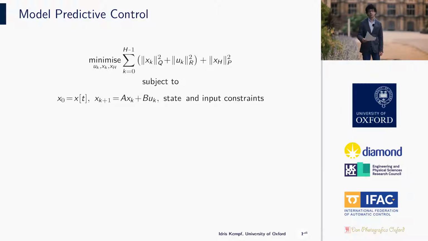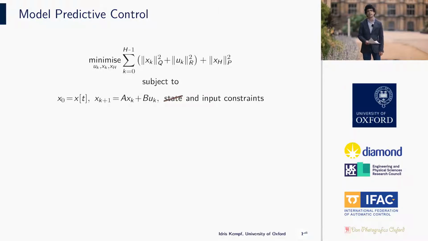The problem is subject to constraints, and the system dynamics are governed by the controllable pair A and B. At each time, the MPC problem is initialized with an initial condition x of t. Once a solution to this problem is found, the input is applied to the physical system, and this whole procedure is repeated at the next time step.